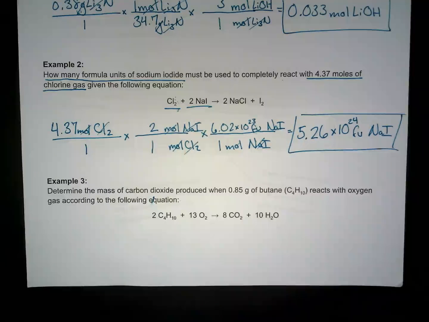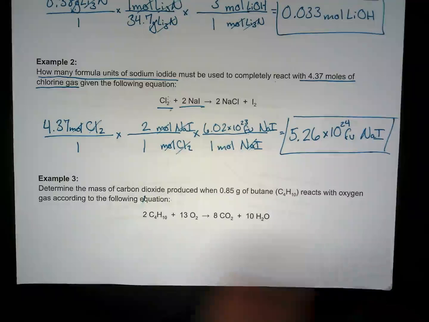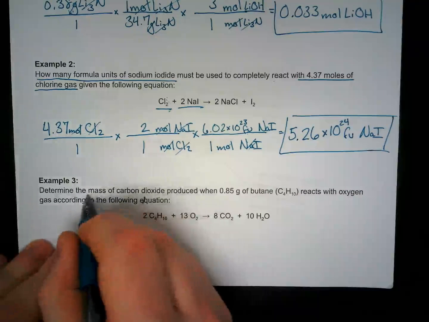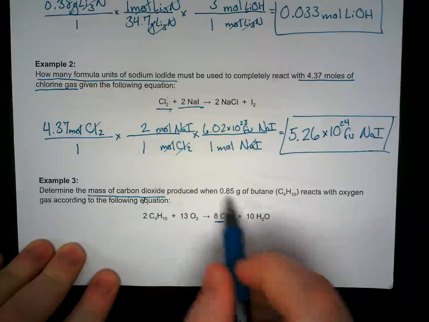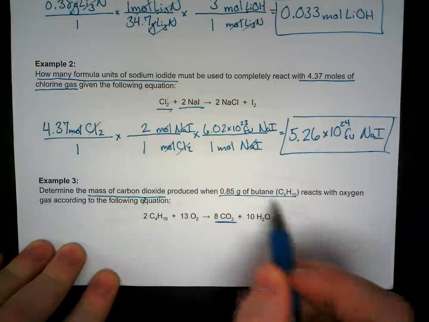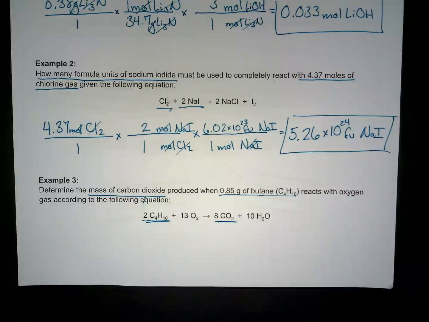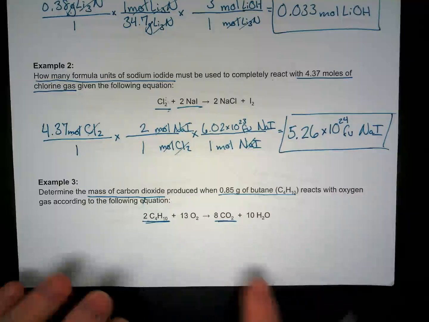So let's do that. All right, so example 3, determine the mass of carbon dioxide produced when 0.85 grams of butane, C4H10, reacts with oxygen gas according to the following equation. So we've got this equation here, and it's asking us directly, what's the mass of my carbon dioxide when there is roughly about 0.85 grams of butane, this stuff right here, put into the system? Now, this is a good example where we don't want to get ourselves confused.